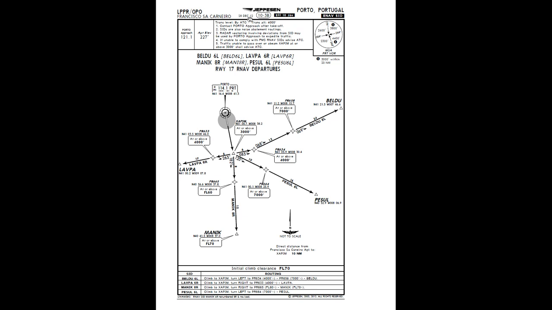Transition altitude is 4000 feet, as you can see here. We must contact Porto approach after the takeoff, and as you can see from the MSA up here, our minimum safe altitude is 2300 feet, and we must get to 2300 feet before joining Xapim, so along the runway heading. Initial climb clearance is flight level 70. In our case we have flight level 80 as initial, issued by the radar, and this is actually everything about the briefing itself for the departure.